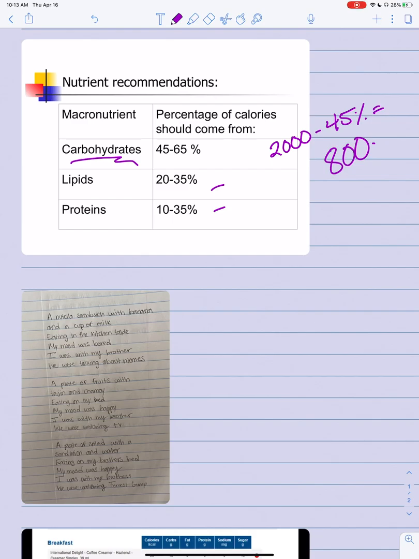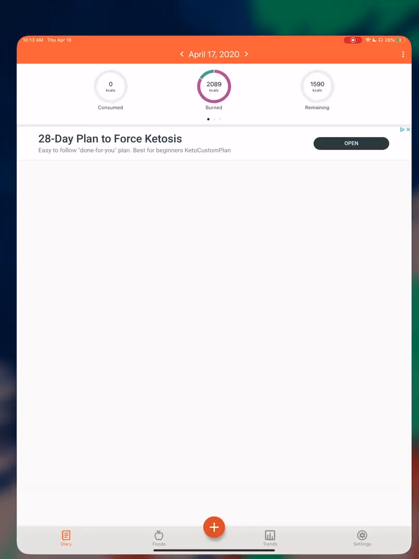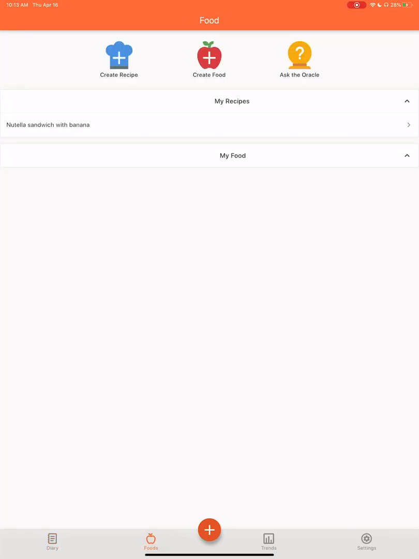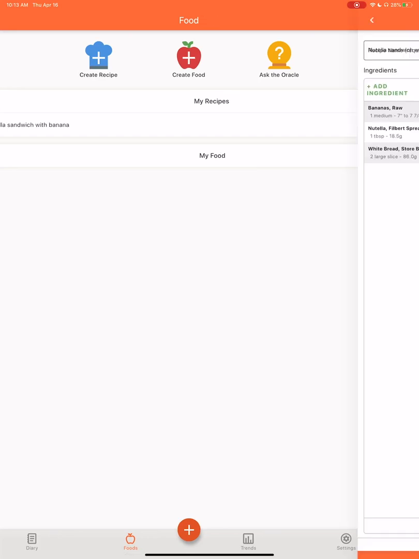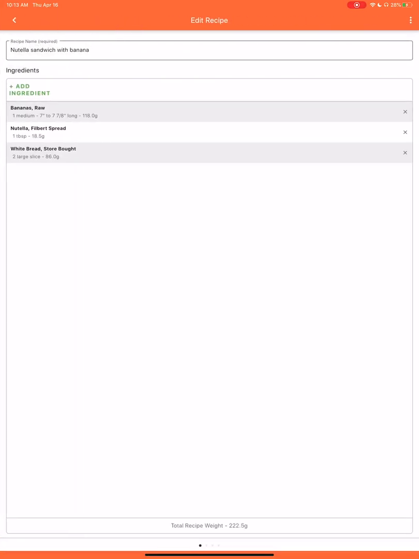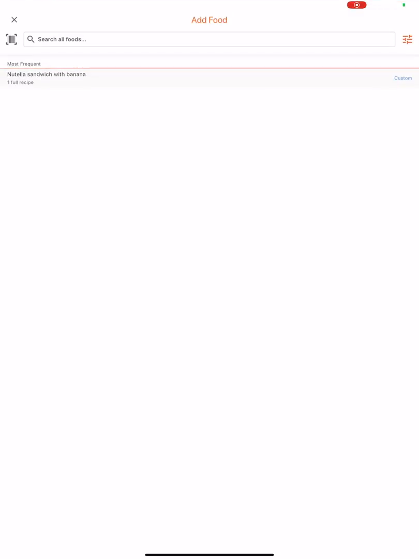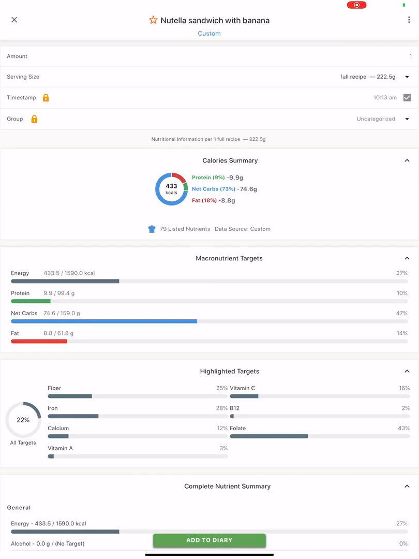And when I look at my app here and I add food, and I add my Nutella sandwich with a banana, it then gives me the information for it. So you'll notice that there was a lot of carbs. You'll notice that there was a lot of energy. There was 8.8 grams of fat and 9 grams of protein. And again, those bars progress across the screen as you consume your food.